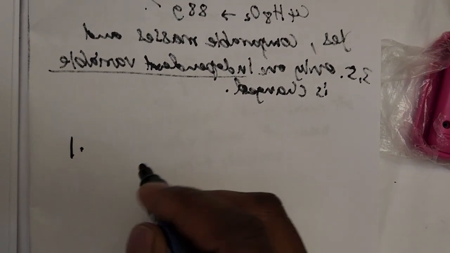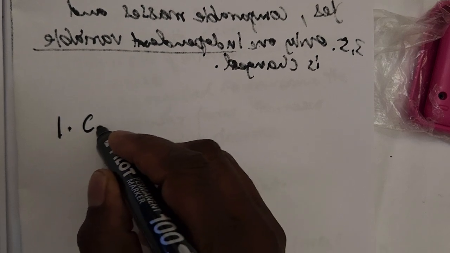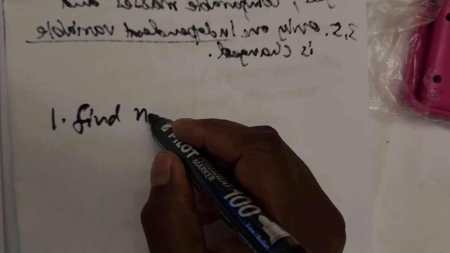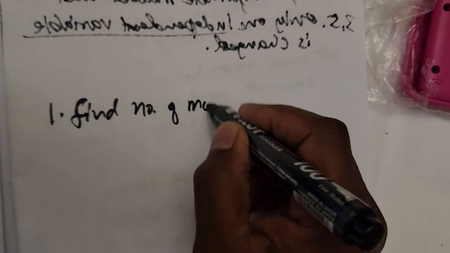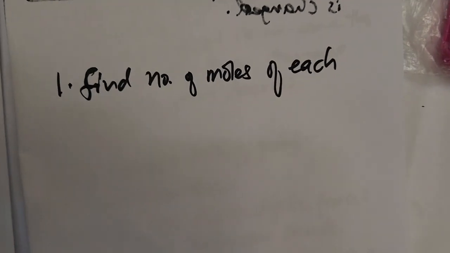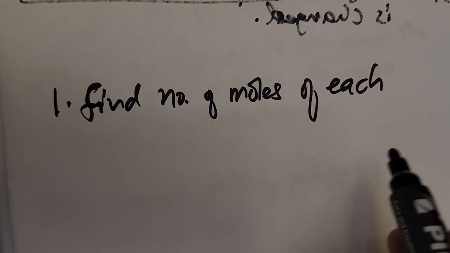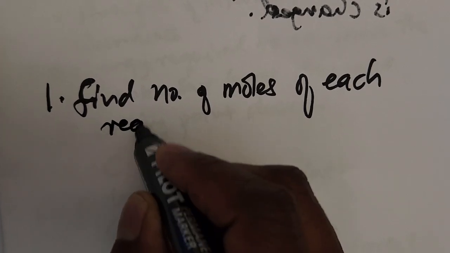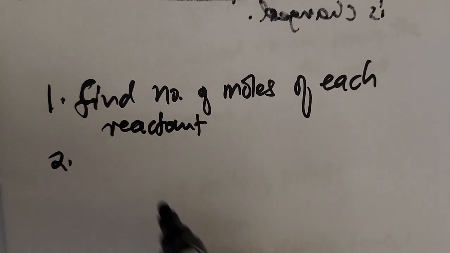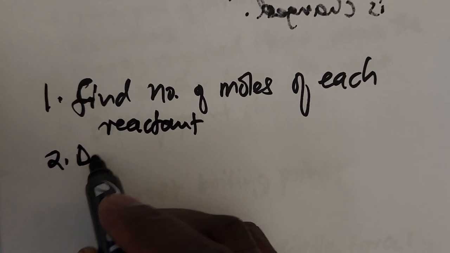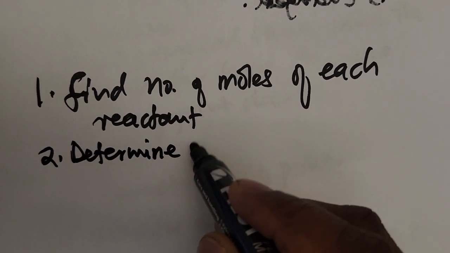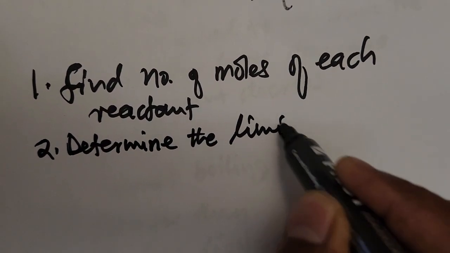The first step, calculate, find the number of moles of each. Number of moles of each. That's what you have to do. So each reactant, let me just be explicit, each reactant. Then 2, once you find that, you have to now determine the limiting. Determine which one is limiting. Determine the limiting reagent.